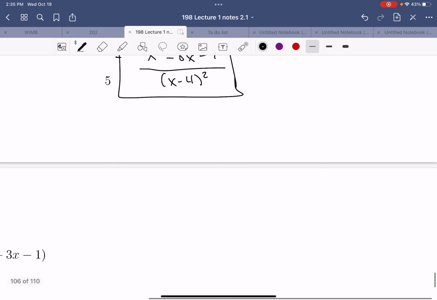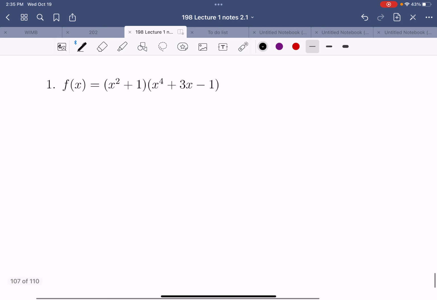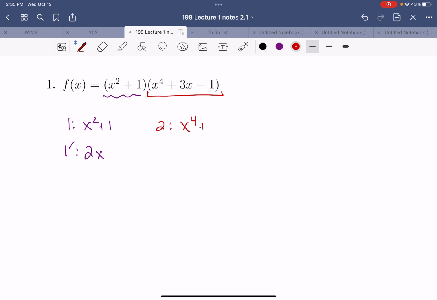So let's go ahead and tackle these 4 guided practice problems. First, this is going to be my function 1, and this is going to be my function 2. Function 1 is x squared plus 1, and its derivative is 2x. Function 2 is x to the 4th plus 3x minus 1, and its derivative is 4x cubed plus 3.